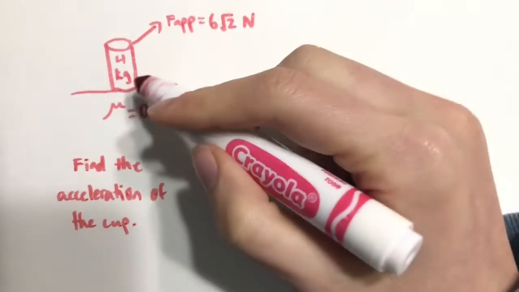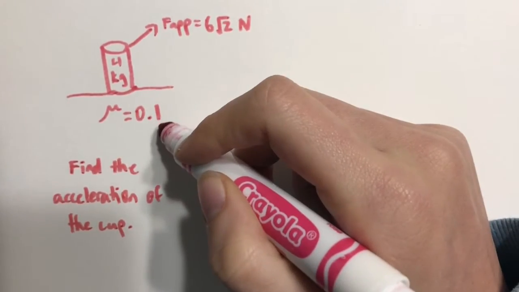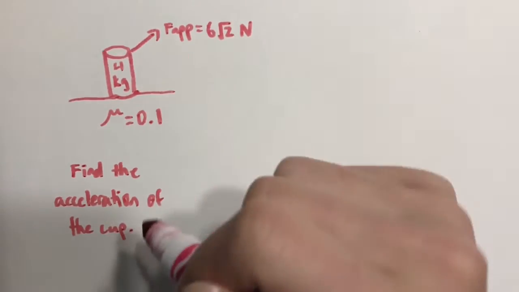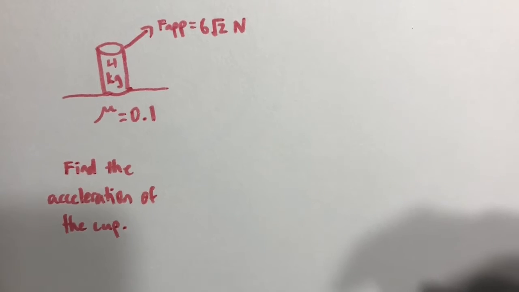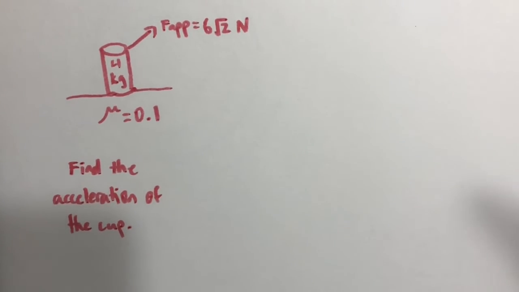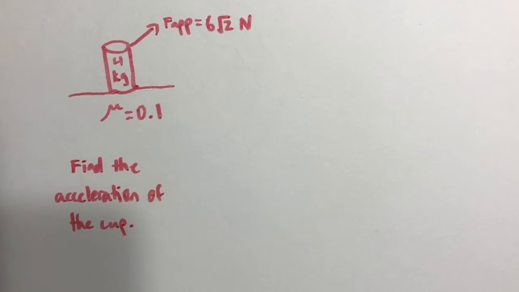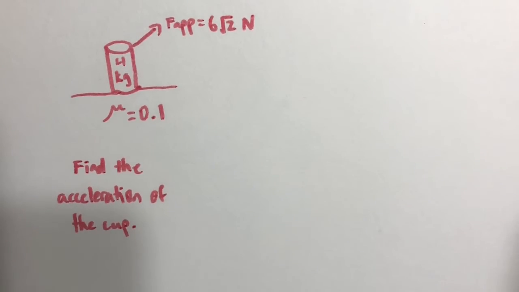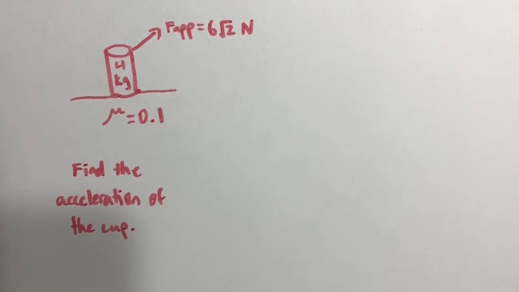If we're given a 4 kilogram cup with an applied force of 6 root 2 newtons and mu of 0.1, and we need to find the acceleration of the cup. First, we need to find the net force in order to find the acceleration, and to find the net force, we have to draw a free body diagram to determine the normal force from the components of the applied force, and the friction force from that normal force.